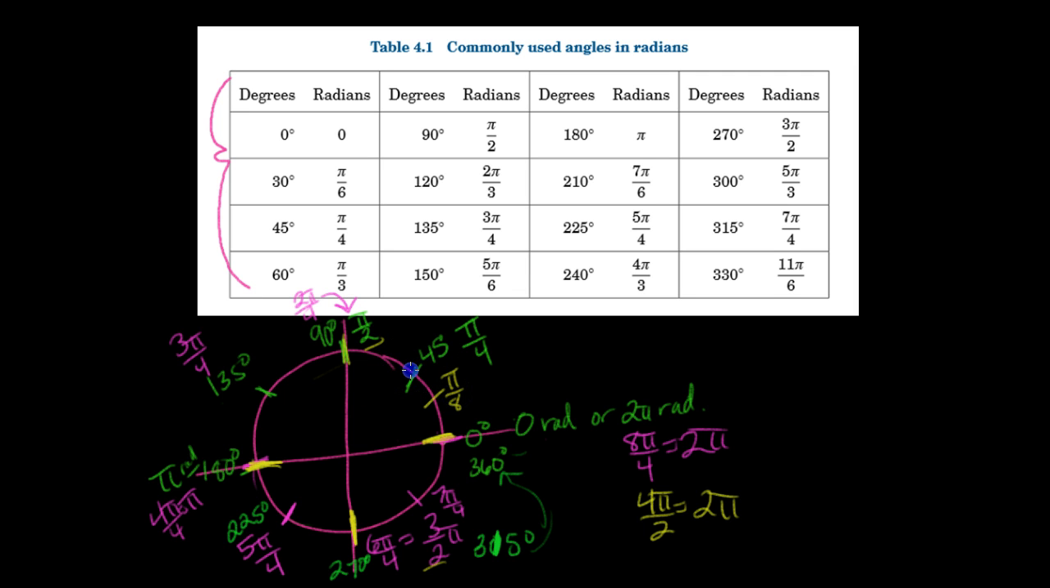Here's 2 pi over 8, which is pi over 4. Here's 3 pi over 8. This is 4 pi over 8, that's pi over 2. It should be. This is 5 pi over 8. 6 pi over 8, which is 3 pi over 4. And this is 7 pi over 8. Okay, so that's just another way to think about it.